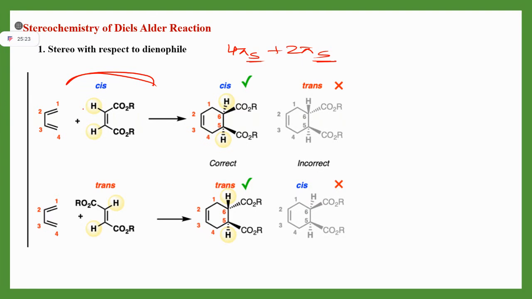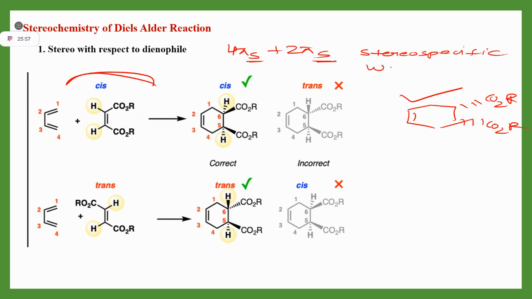So if you have to draw stereochemistry with respect to this, one another possibility is also there, that you can draw this way, with the dash CO2R maybe there. Okay. So this is also true. But you should know the relative stereochemistry of both the substituents. So the first point to note from this slide is stereospecificity with respect to your dienophile.